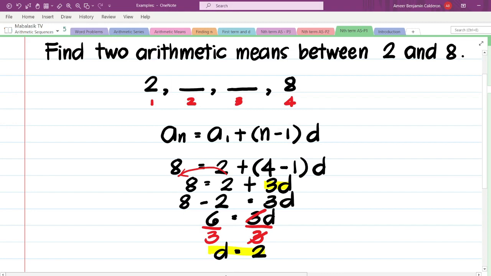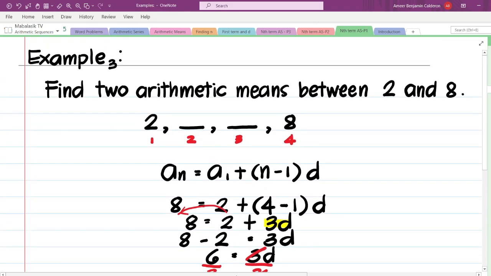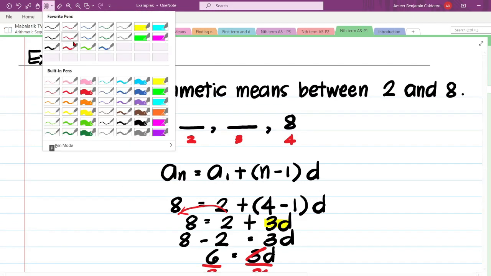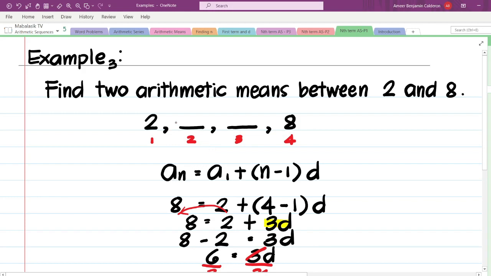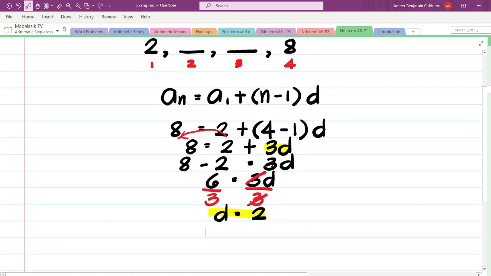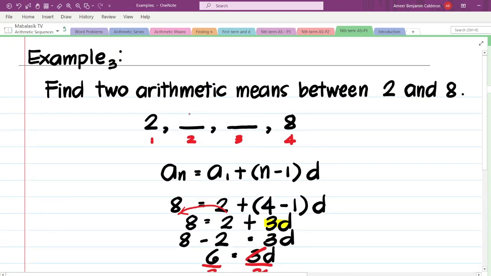If we have our common difference and the sequence is arithmetic, what we just do now is to simply add the common difference to the first term. So 2, the common difference is also 2. So just 2 plus 2, 4. And then add 2 again, 6. To check if our answer is correct, if we add the common difference to this 6, we should get 8. And we got 8. So these are the two arithmetic means between 2 and 8.